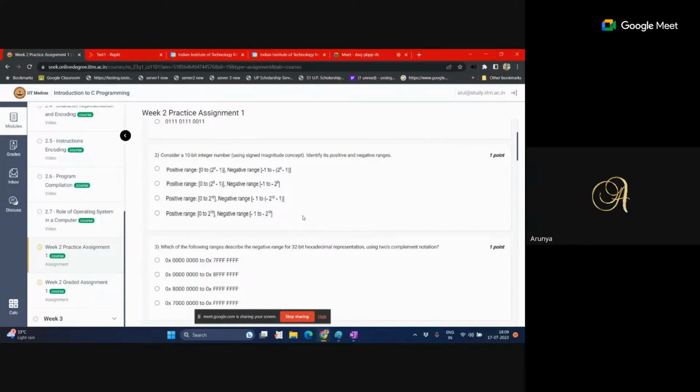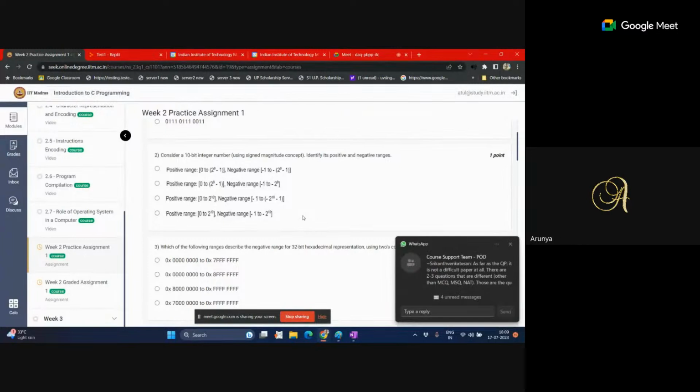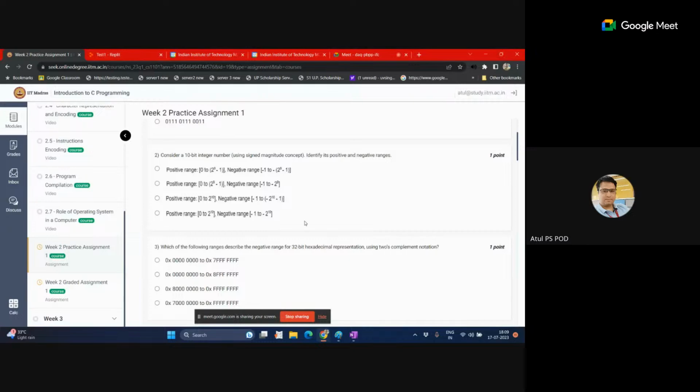Basically, sir, this range in this format, like 2 raised to power 9 minus 1, was not understandable to me. In the video lecture also I was unable to understand. Can you briefly explain it? Actually here we are talking about the 10-bit integer, using the signed magnitude concept. If we are considering the sign, we will consider one bit for the sign, zero or one, and based on that, we will consider only 9 bits for the value.